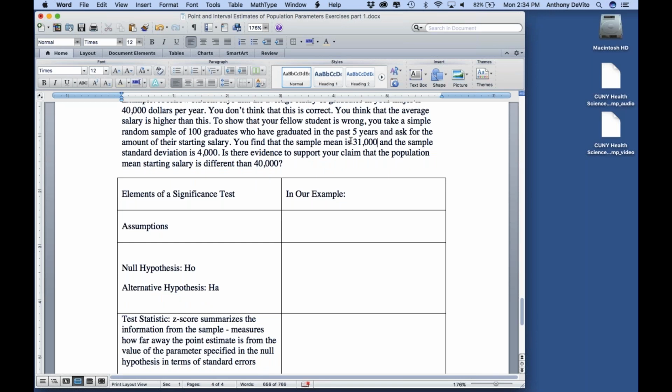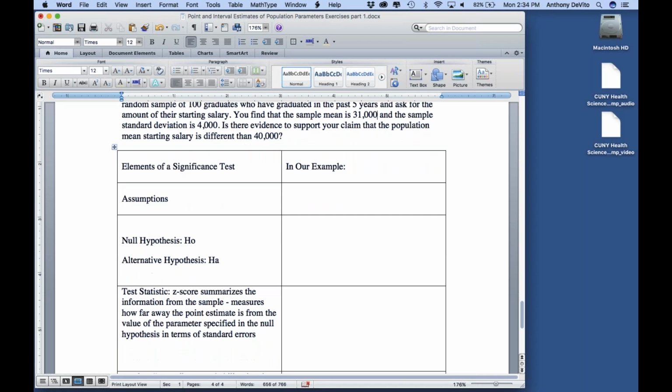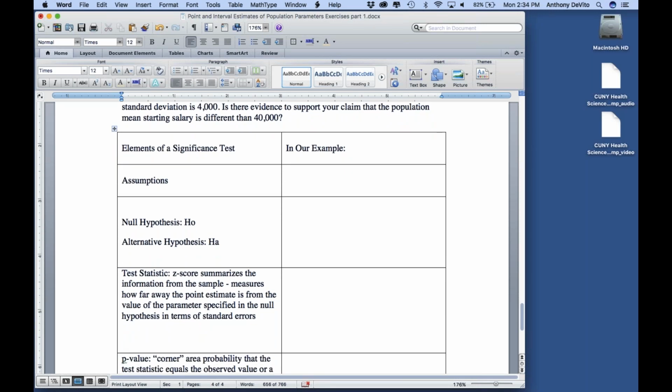But you don't know if it's higher or lower than 40,000. So you're just going to do a single sample t-test, but it's going to be two-sided. You're not going to prejudge whether or not it's greater than or equal to 40,000. You just want to know if it's different for starters.